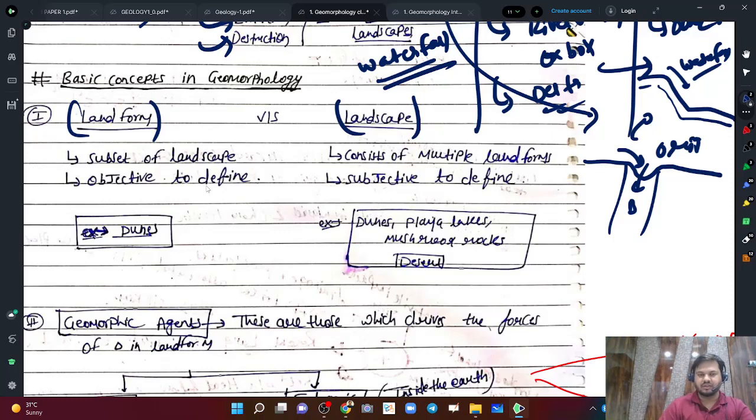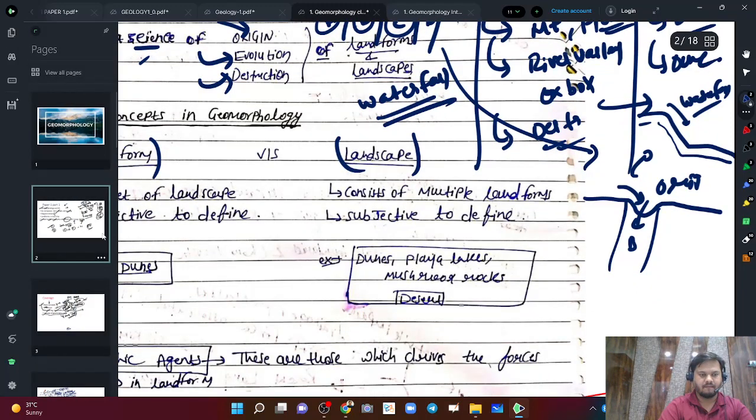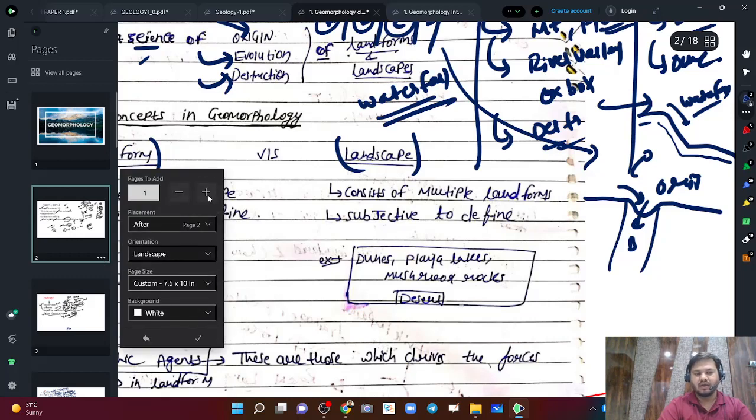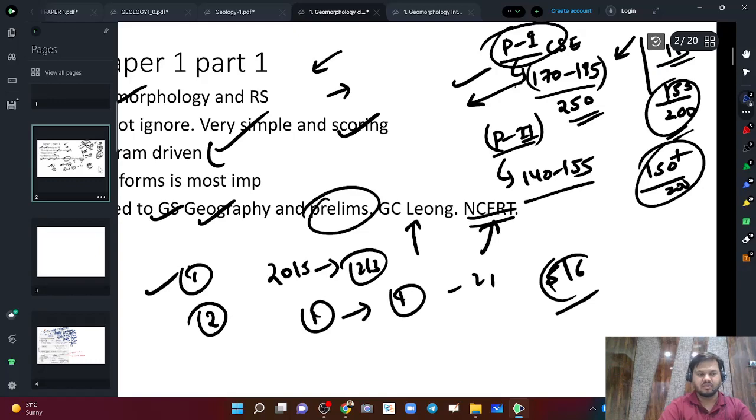Technically that is the thing. So what is a landscape? Can anybody tell me what is a landscape? Just by your normal understanding, how will you define landscape? Actually, when I went to my first IFS interview, I was asked this question about the difference between landform and landscape, right? So this is also given in very basic books.